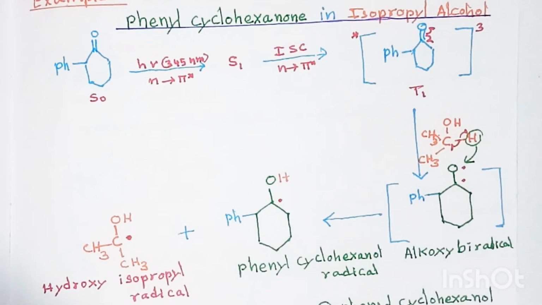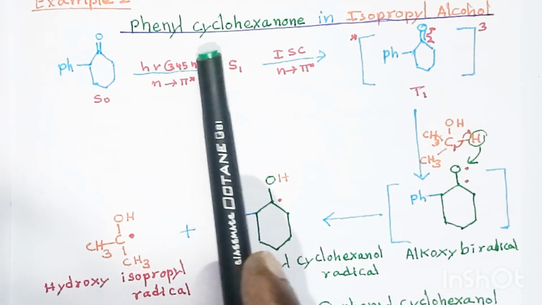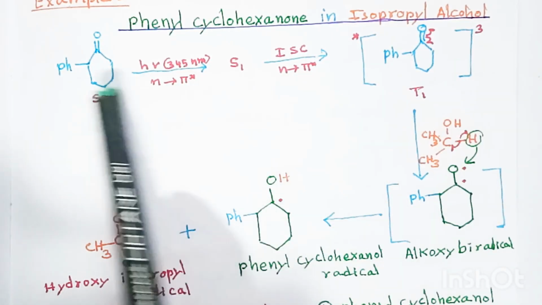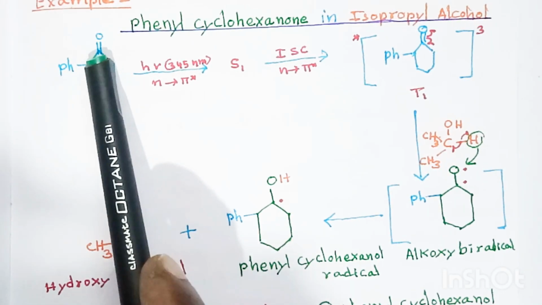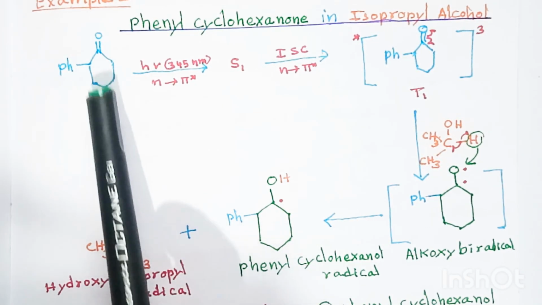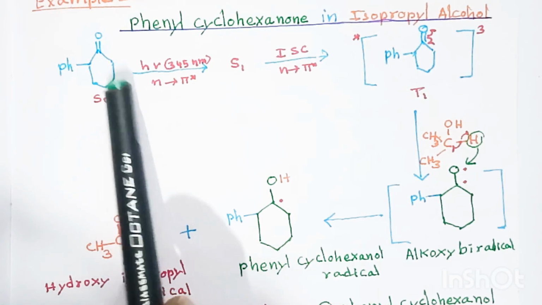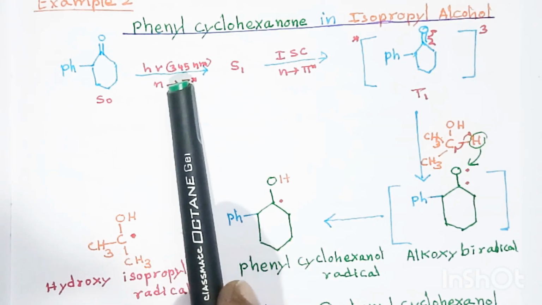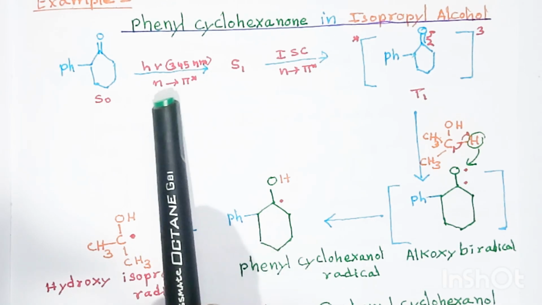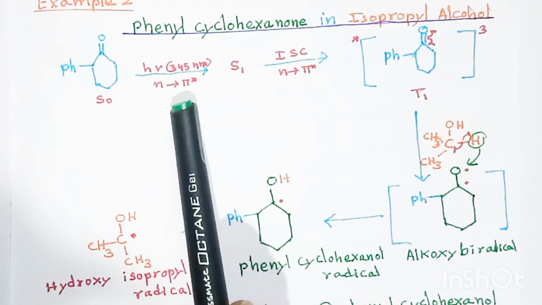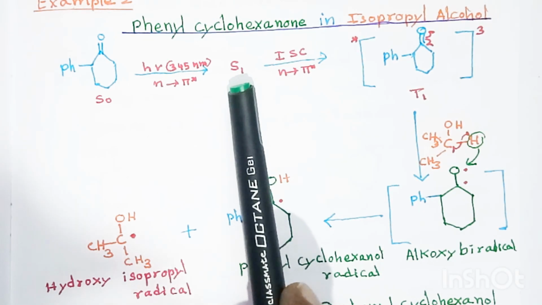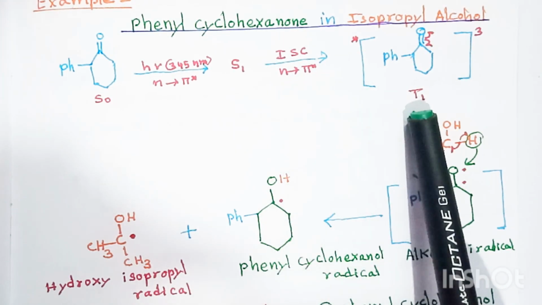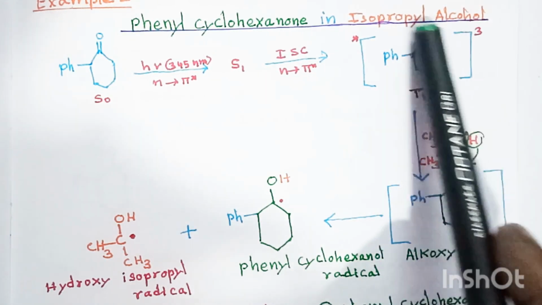So we'll see the example of phenyl cyclohexanone in isopropyl alcohol. This is the phenyl group attached to a cyclohexanone. So this is called phenyl cyclohexanone, which is present in ground state. Upon irradiation by UV light of 345 nanometers range, it gets excited by n to pi star transition and enters singlet excited state. From singlet excited state through intersystem crossing, it enters triplet excited state. This is the triplet excited state.